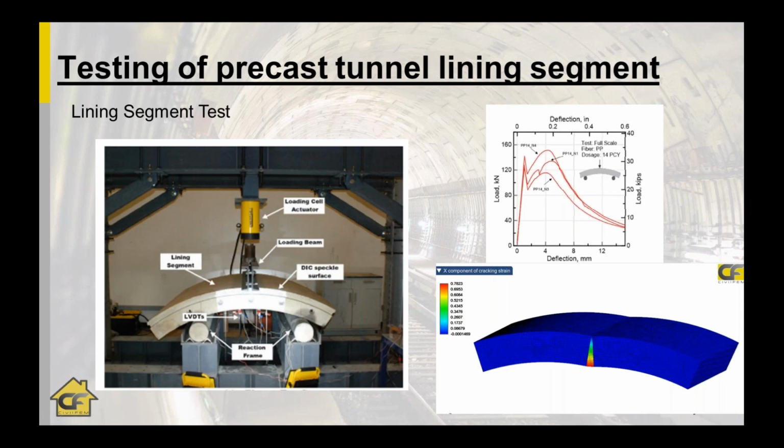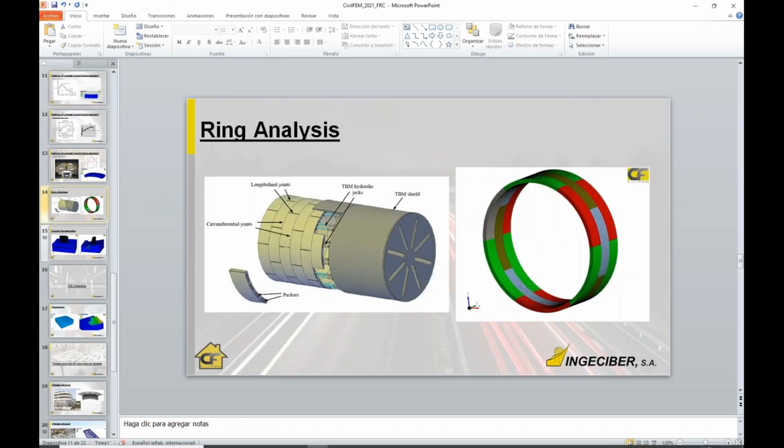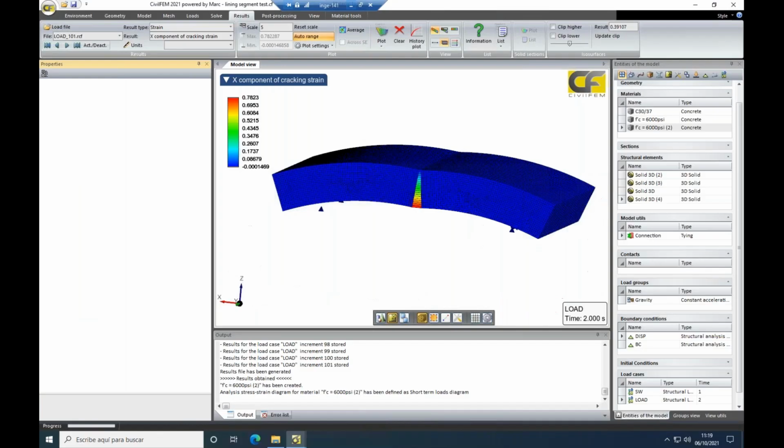Other models that can be performed with CivilFEM include a full ring analysis. For TBM machines, there's a shield that is used for the construction. There's a small gap between the shield and the rings, and between the rings there are different joints, transversal, circumferential and longitudinal joints, that can be analyzed. So in this case, we also created a model.